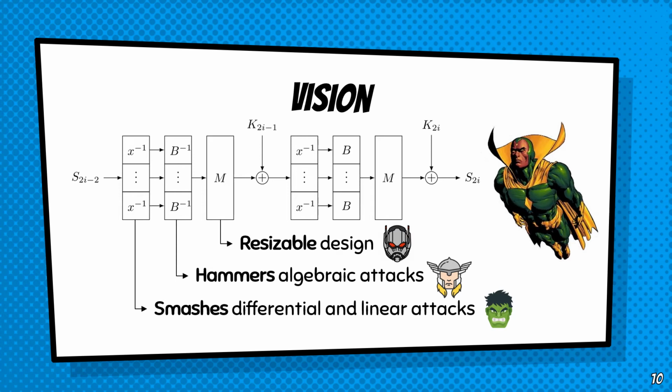Now, Vision is quite like Jarvis, so it also uses the inversion as a nonlinear layer. It also uses affine polynomials, but now we use B and B inverse interchangeably. And B is again of low degree. We also use more than one cell in the state, and we use a diffusion layer, which is an MDS matrix. And the reason why this changed is twofold.